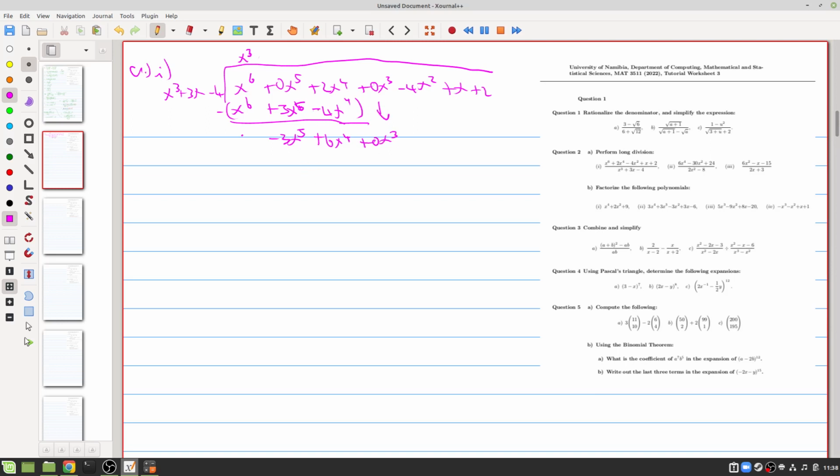Now let's divide again. So we start the same process all over, and we just keep repeating. So take this first value here, divided by this first value here. So negative 3x to the power 5 divided by x to the power 3 is negative 3x to the power 2. Then again we take this value and multiply it by the whole of the divisor. So negative 3x squared times x cubed is negative 3x to the power 5. Negative 3x squared times 3x is negative 9x to the power 4.